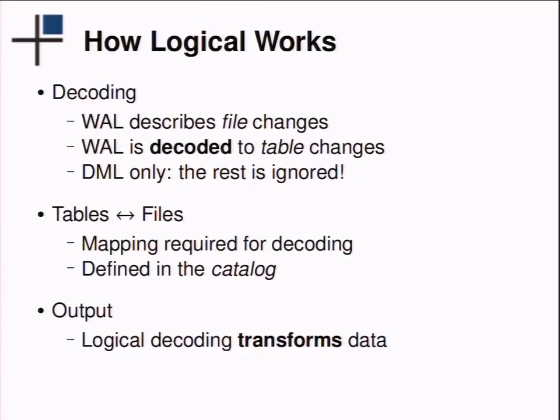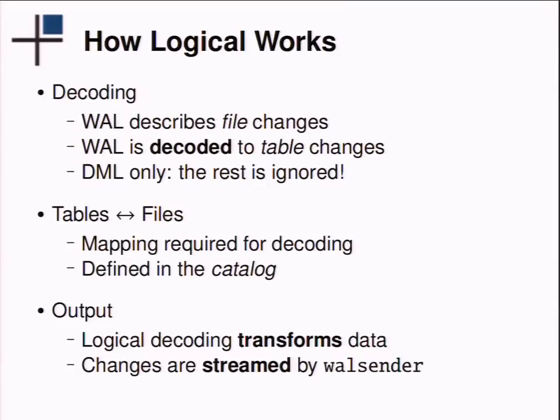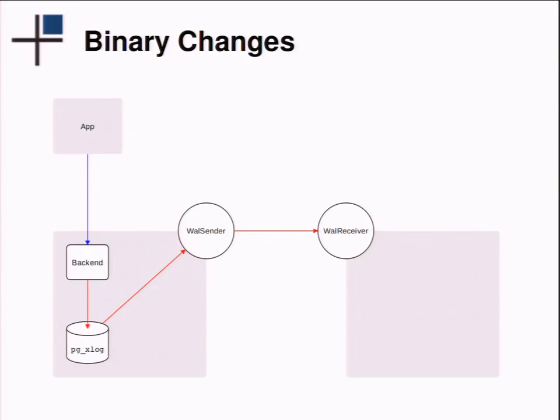Logical decoding transforms the data, but they are streamed by wall sender. So the way it works, essentially, the same mechanism that used to send the wall before now sends the changes in whatever format they are. And what you have to provide is actually the transformation plugin. So you can decide what you do with those changes. So this is the classical way Postgres works in terms of wall of binary changes.